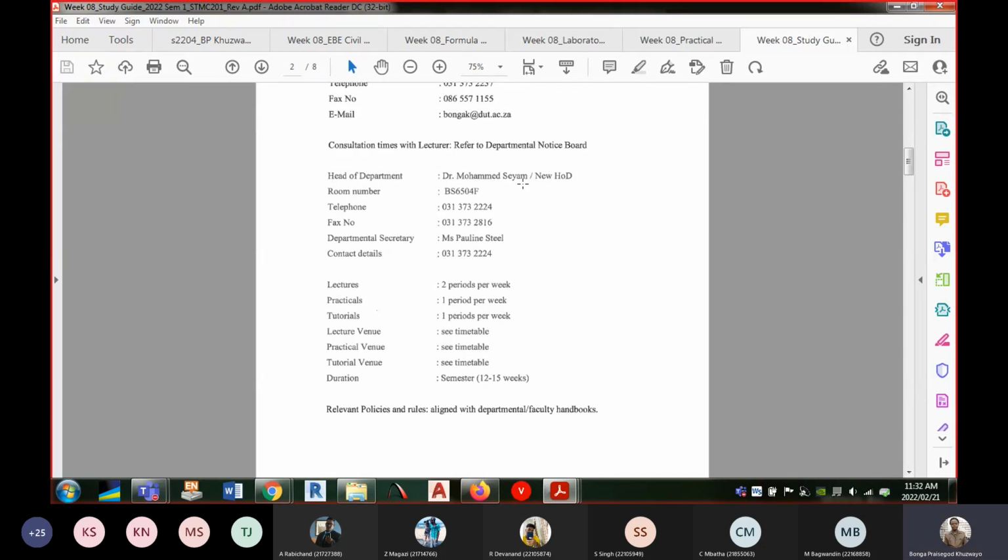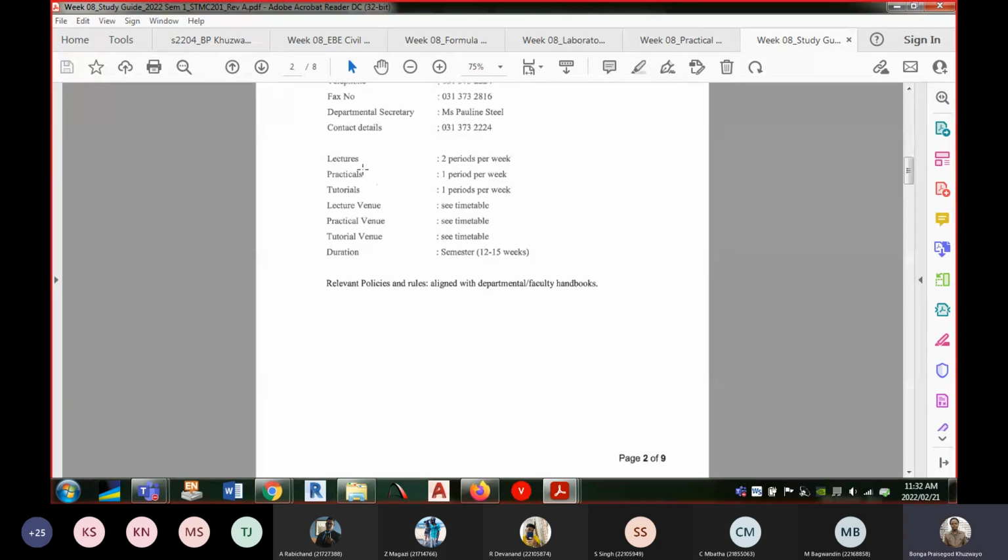The head of department is Dr. Siam. Then in terms of lectures, strictly speaking, it's supposed to be 2 periods per week, 1 for practical, 1 for tutorial. But we put it as double, and there are quite a lot of topics we need to cover in this course. So I really need to use time even from the practical. Basically there's no free day, because we haven't started the practicals. We'll just do more tutorials.